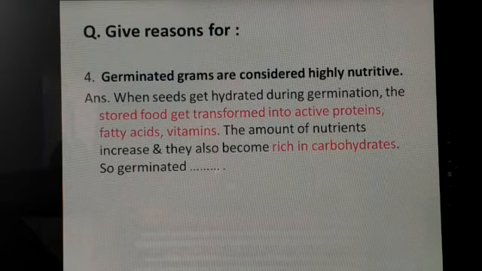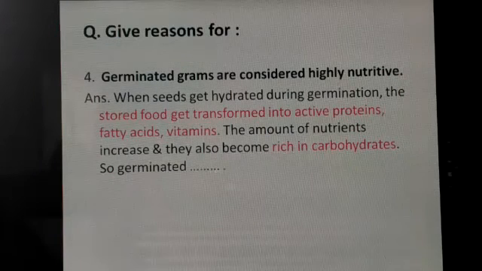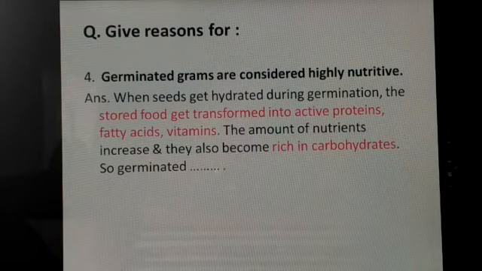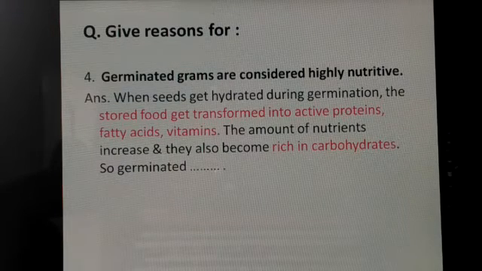Next give reason question is, germinated grams are considered highly nutritive. Your parents would be giving you sprouts. Sprouts are the germinated grains and pulses, which are very nutritious actually. That is why they are given germinated.